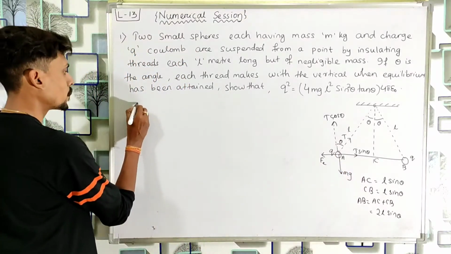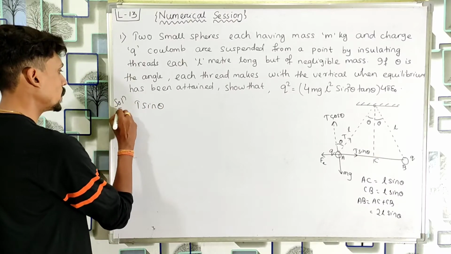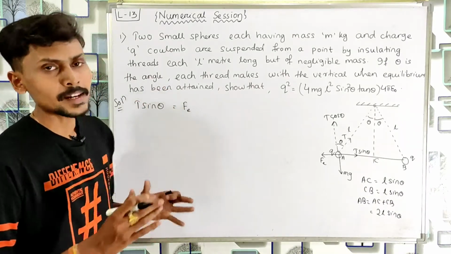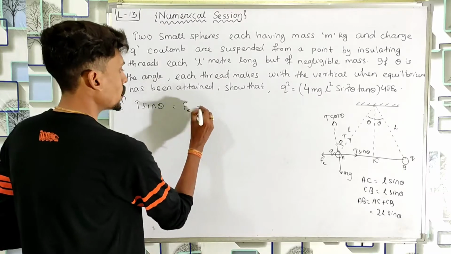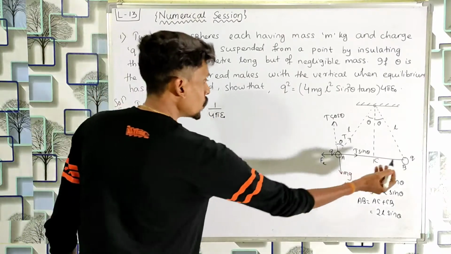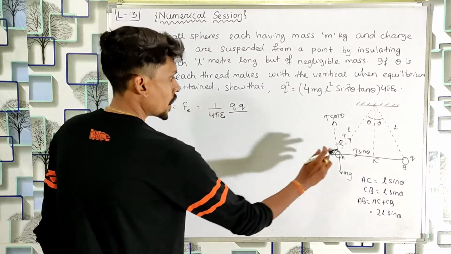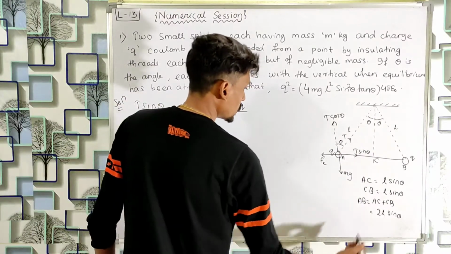So let me write T sin theta is equal to Fe. Fe means the electrostatic force between the two charged spheres. What is Fe? Fe is 1 by 4 pi epsilon naught Q1 into Q2, means Q into Q, divided by AB square. What is AB? AB is 2L sin theta.